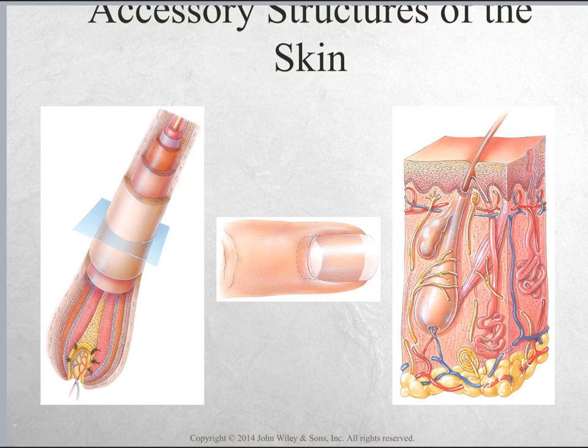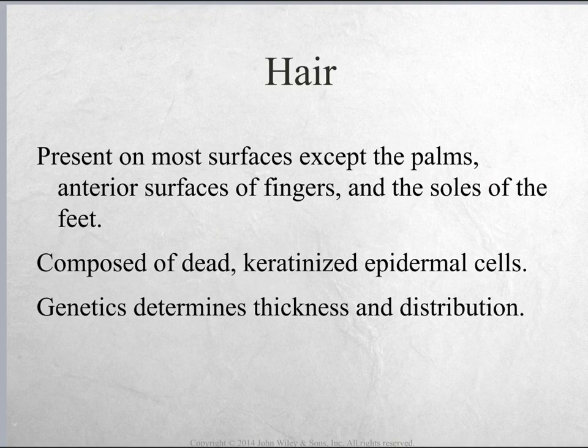As we pick up the second part of our integument lecture, we're going to start where we left off from part one, which is discussing the accessory structures of the skin. The first accessory structure we're going to look at is hair.